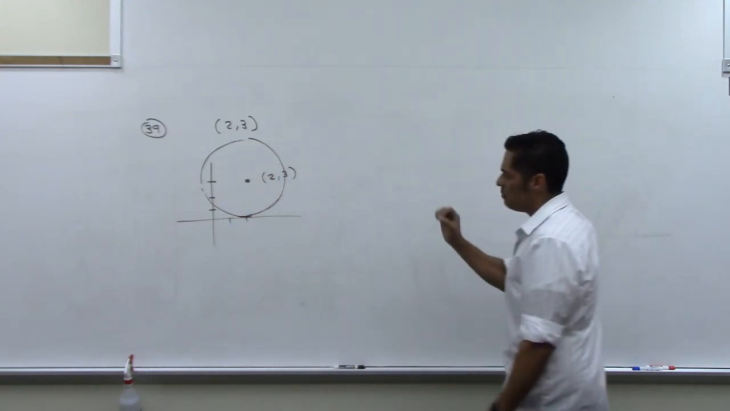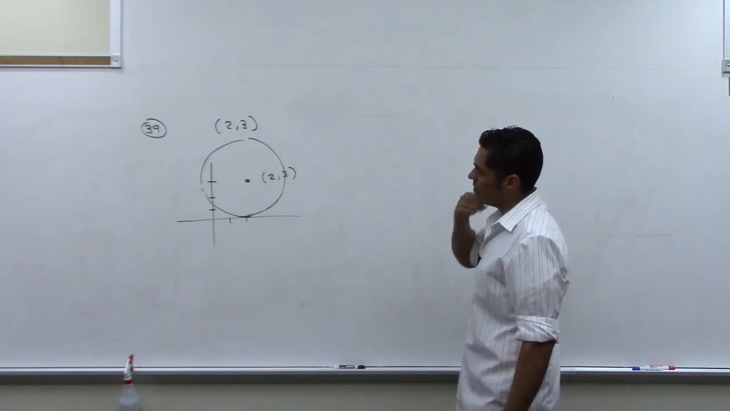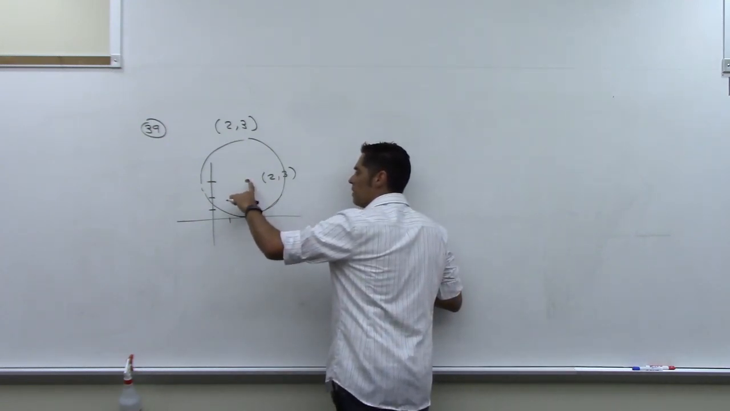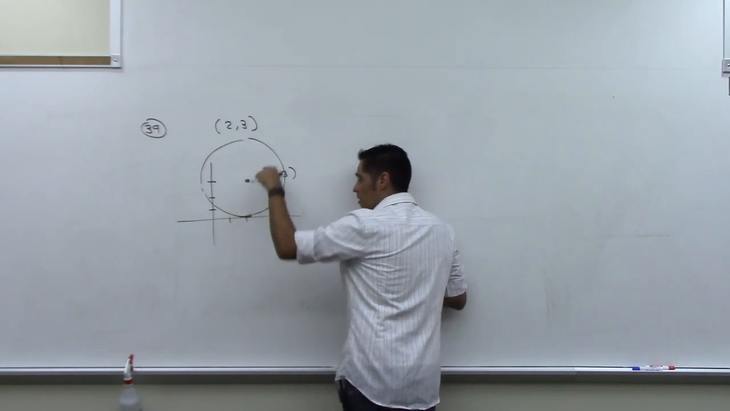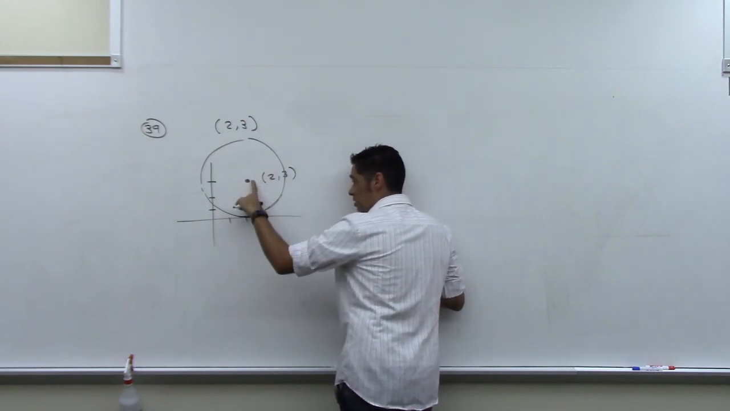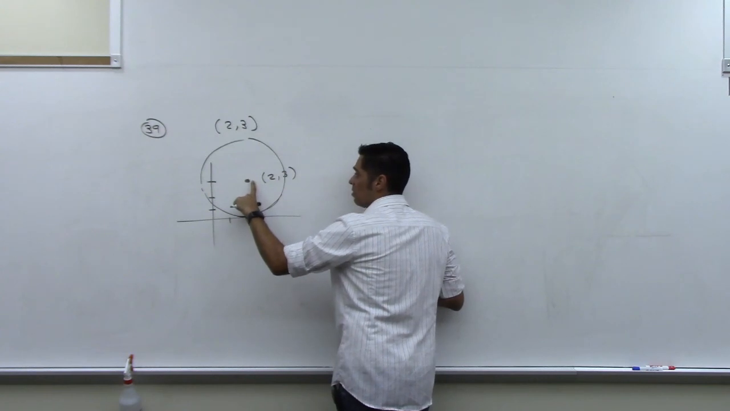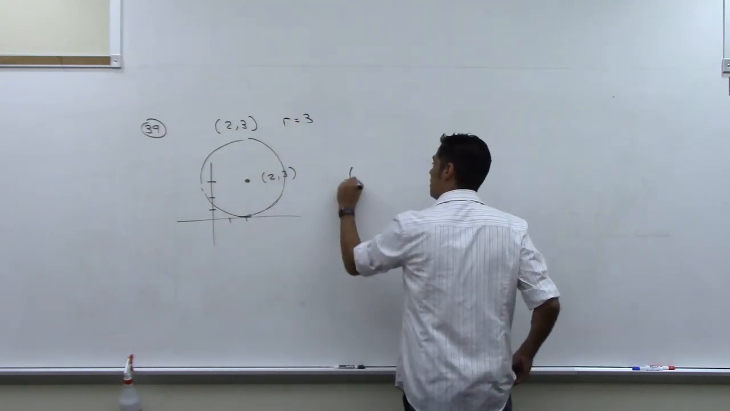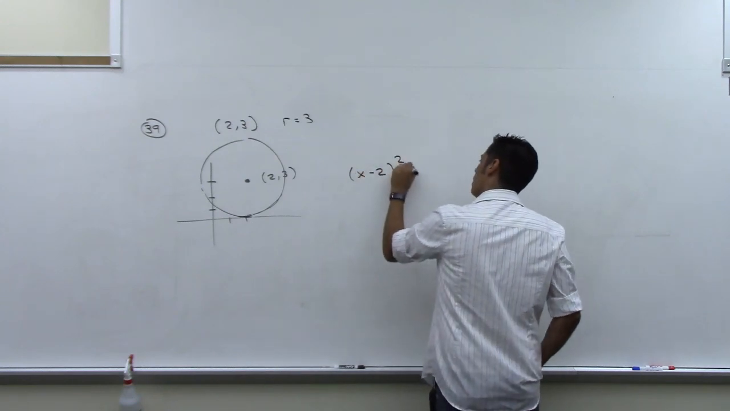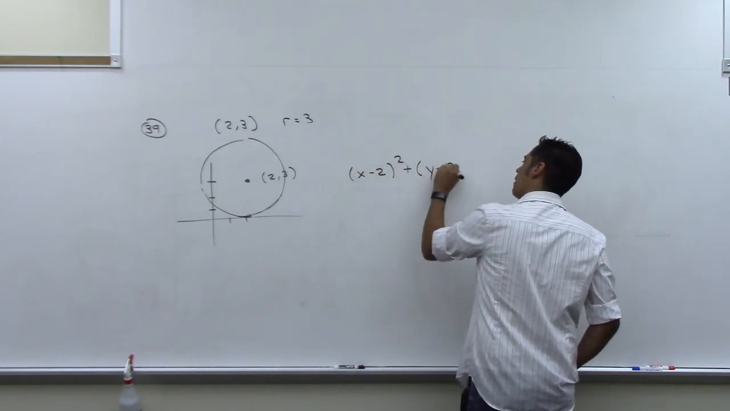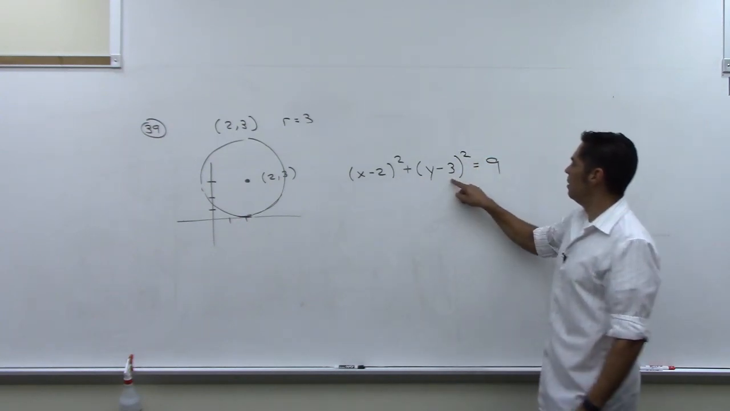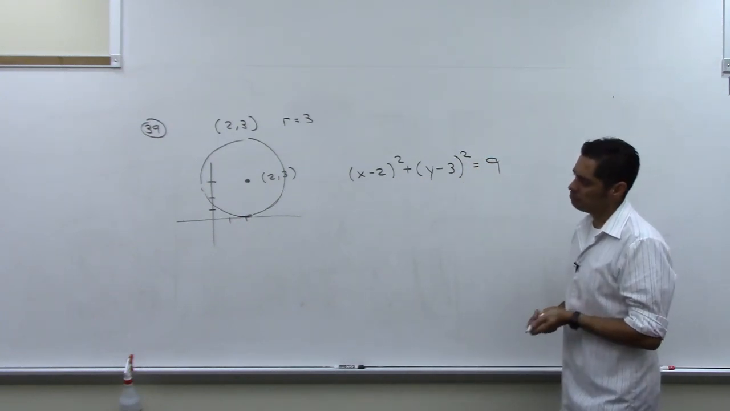And that's a key to the problem because the only thing we're missing to write the standard form is the radius. But we know that the radius here should be the vertical distance from the center to that x-axis, which is 3 units. So the radius is 3. That means that the standard equation is this. Okay, our center, 2, 3, radius squared. We're done.